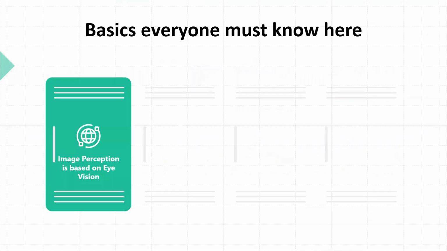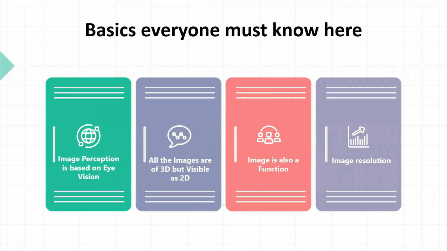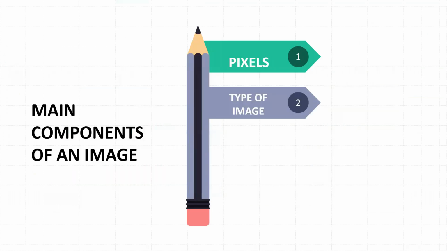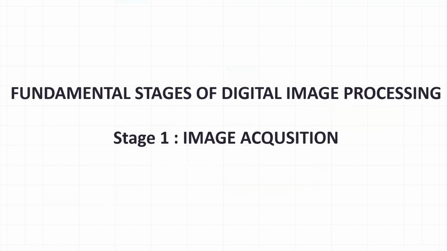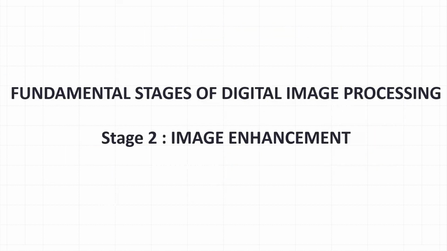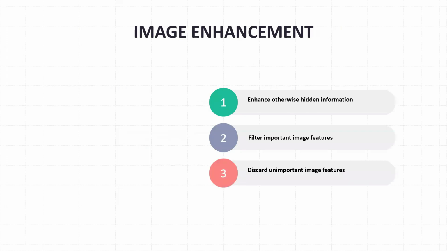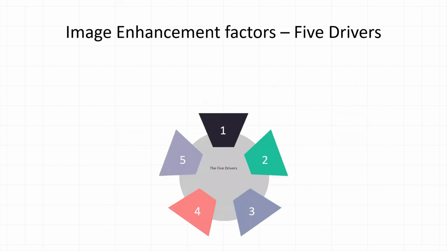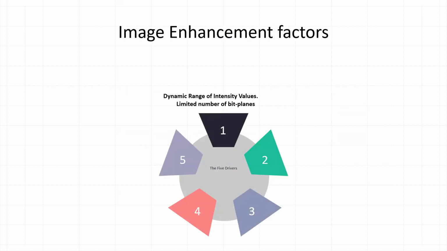Let me go with the points here. These are the basics I have discussed in this video. Next, we discussed the main components of an image. Later, we dealt with the stages. Stage 1, image acquisition with respect to different topics. Next, stage 2, image enhancement. Here, we discussed how the image is processed such that we can identify the hidden features also. These are the important points we discussed about image enhancement. Later, we discussed the main factors involved in image enhancement.